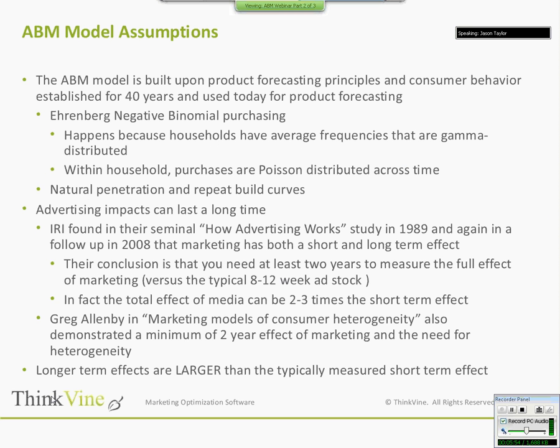The first thing I'm going to go through is some of the ABM model assumptions, because they're quite a bit different than the typical OLS regression assumptions anyway. We have built a model on some pretty solid product forecasting principles that have been around for a long time. We use negative binomial purchasing, and that happens because households have average frequencies that are Gamma distributed, and within households, purchases are Poisson distributed across time. So we use these distributions to help build our agent populations in the right way.